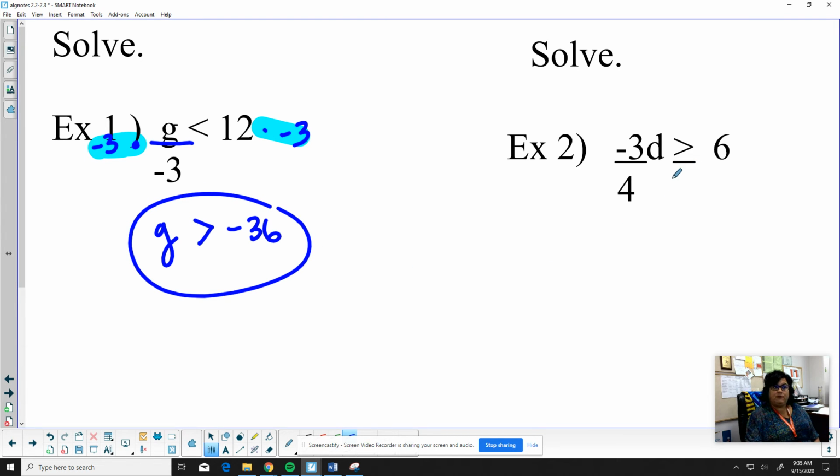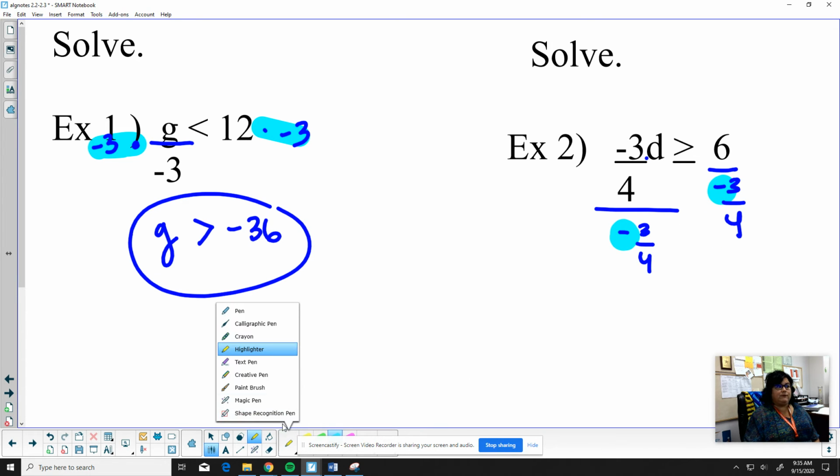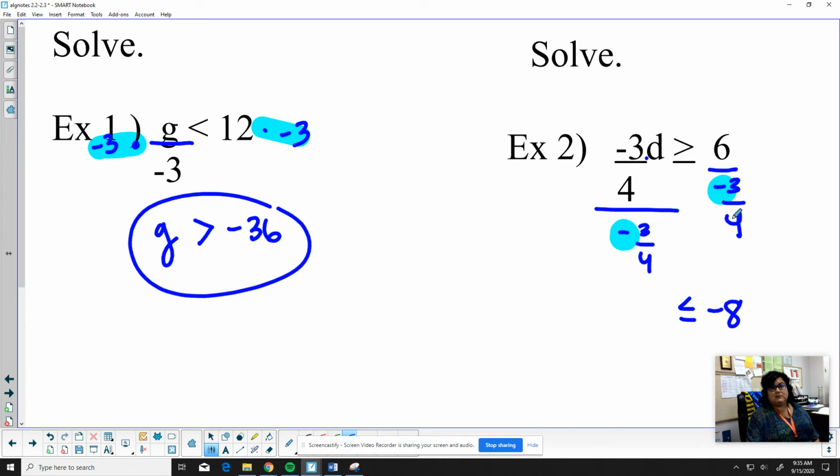Same thing over here with the fraction. If I want to get rid of the -3/4 off the d, they're multiplied, so I'm going to divide by -3/4. See how I divided both sides by a negative number? Okay, since I divided by a negative, I have to flip the inequality. So greater than or equal to becomes less than or equal to. If you put this into decimals, this is -8, and then d is just in the front because those cancel.